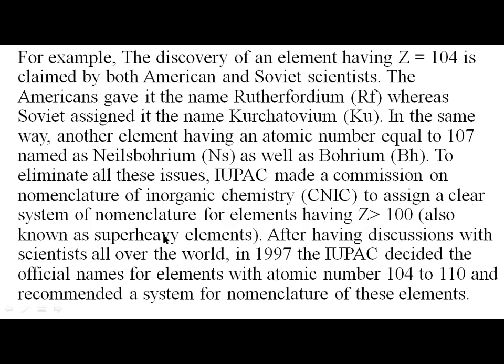Those elements were also known as super heavy elements. So what are super heavy elements? The elements whose atomic number is more than 100 were called super heavy elements. And the IUPAC committee made a commission, CNIC, the Commission of Nomenclature for Inorganic Chemistry. They gave certain rules. After having a discussion with scientists all over the world, in 1997, the IUPAC decided the official names for the elements with atomic number 104 to 110 and recommended a system for nomenclature of these elements.